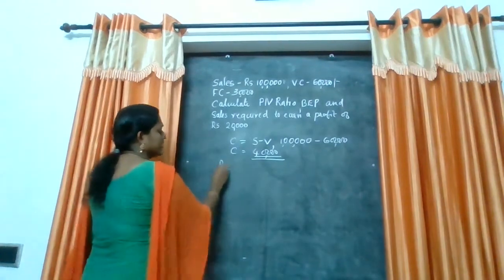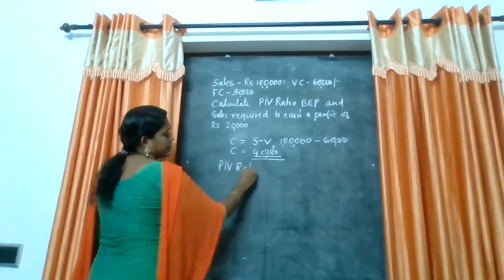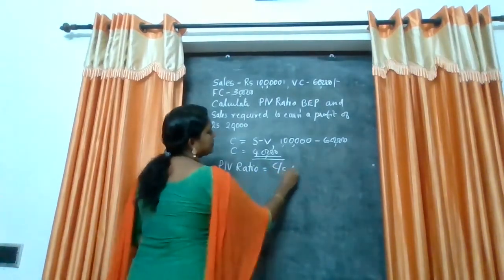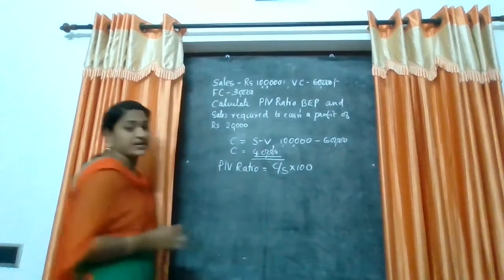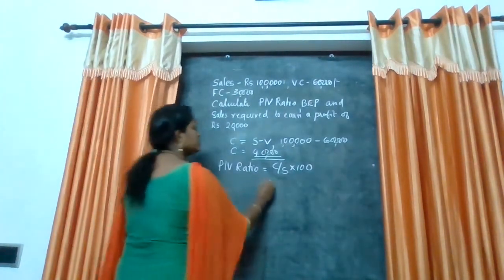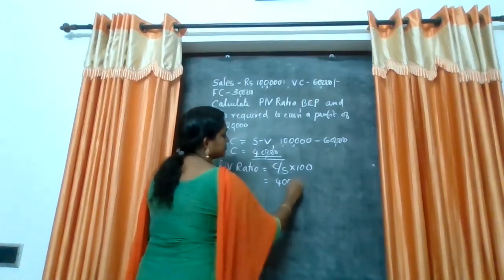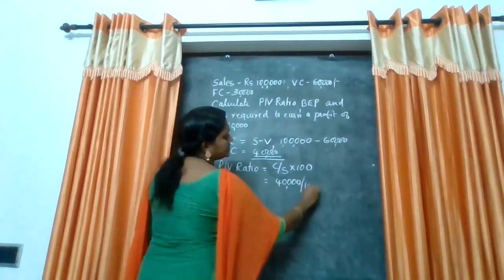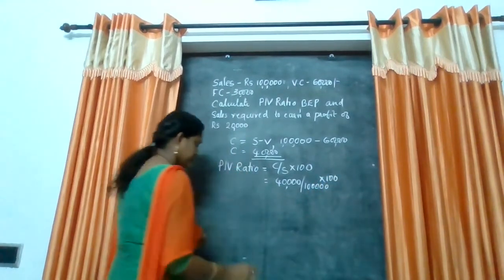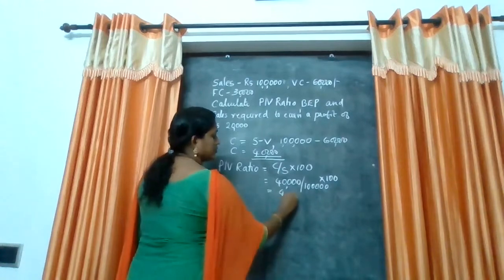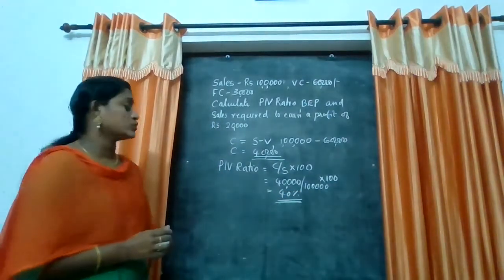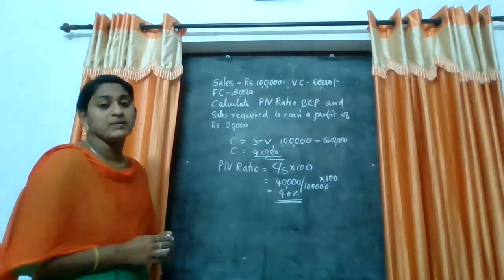Then we can calculate PV ratio. What is the formula for calculating PV ratio? Contribution divided by sales into 100. Contribution 40,000 divided by sales 1 lakh into 100. That is, PV ratio, contribution to sales, is equal to 40%.